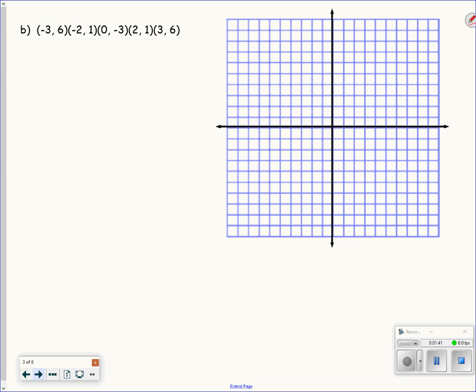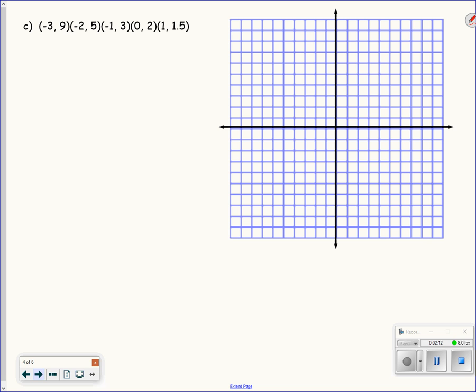So next one, negative 3, positive 6, negative 2, positive 1, 0, negative 3, 2, positive 1, 3, positive 6. It looks like it goes down and then it goes back up again, and this would be then a parabola, which is a quadratic function.